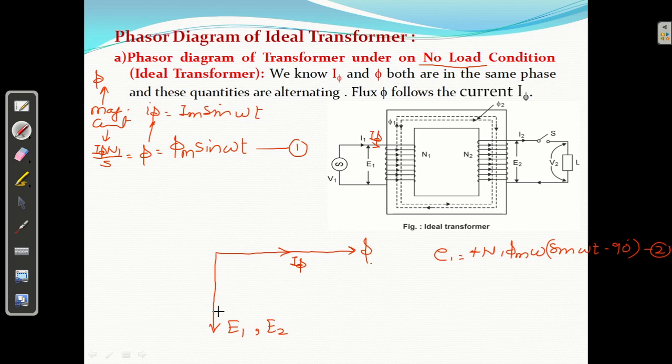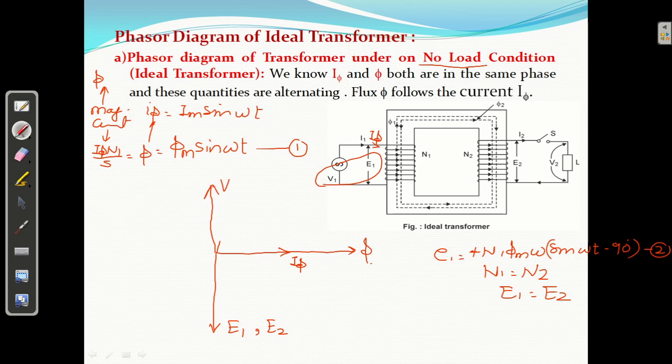Now, E1 and E2 upar niche ho sakta hai. It depends on whether it is a step up or a step down transformer. I am assuming, suppose N1 equal to N2, number of turns are equal. So E1 equal to E2. Right? So E1 and E2 will be lagging to phi by an angle of 90 degree. Okay? And E1 kya kahata hai, it is equal and opposite to V1. Equal and opposite to V1 according to Lenz's law. V1 is here.